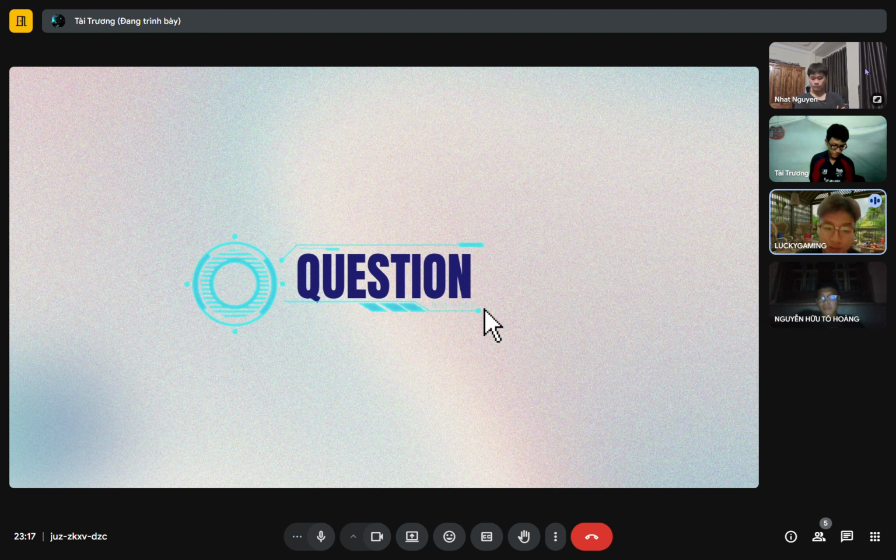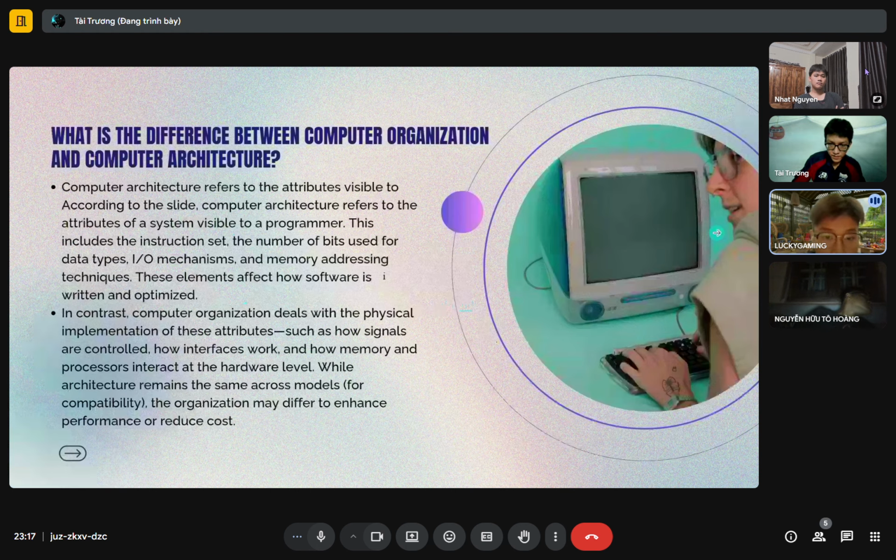What is the difference between computer organization and computer architecture? According to the slide, computer architecture refers to the attributes visible to the programmer. It includes the instruction set, the number of bits used for data types, input/output, and memory addressing techniques. These elements affect how software is written and optimized.